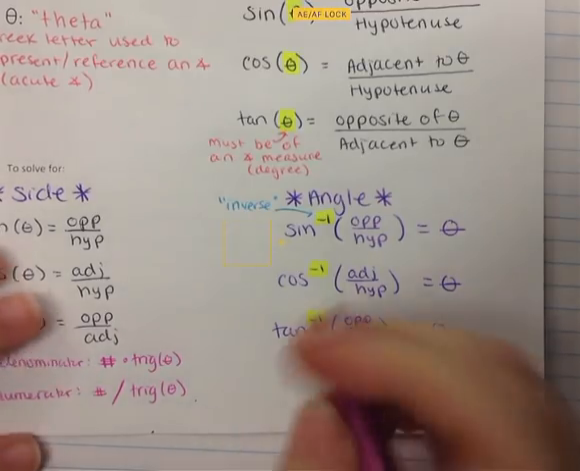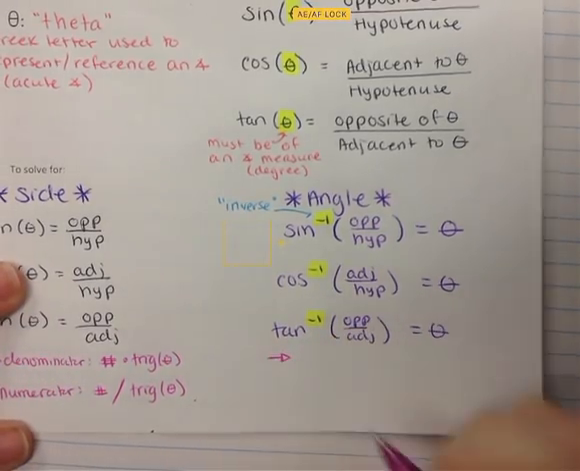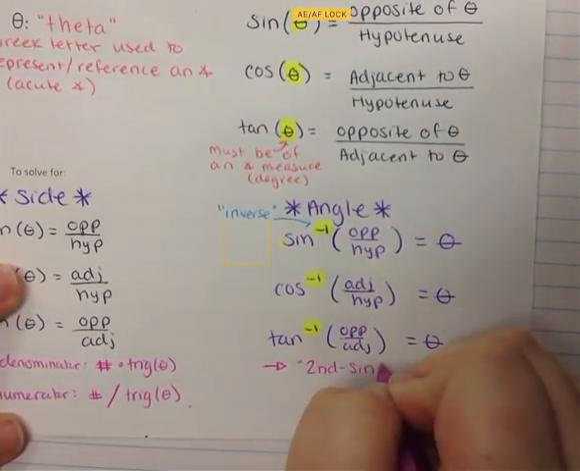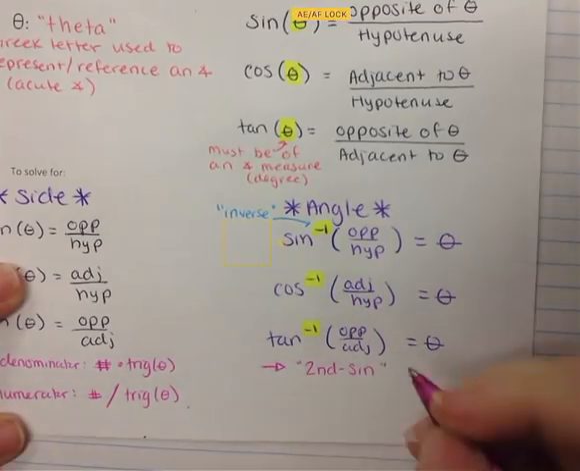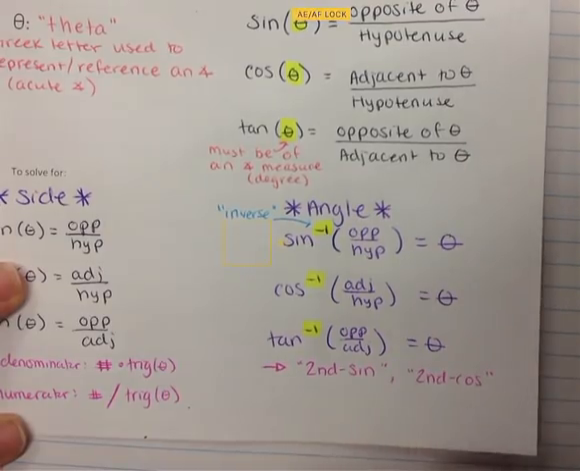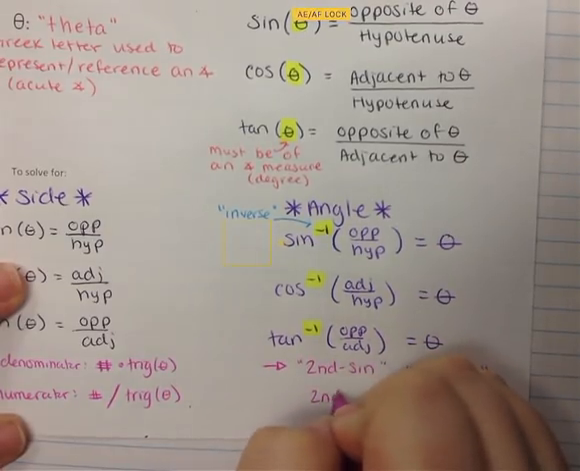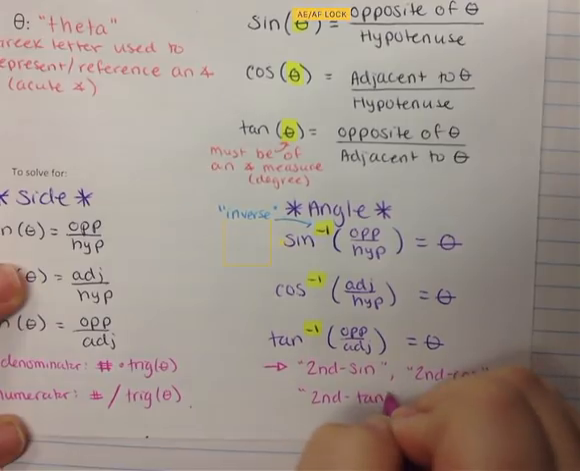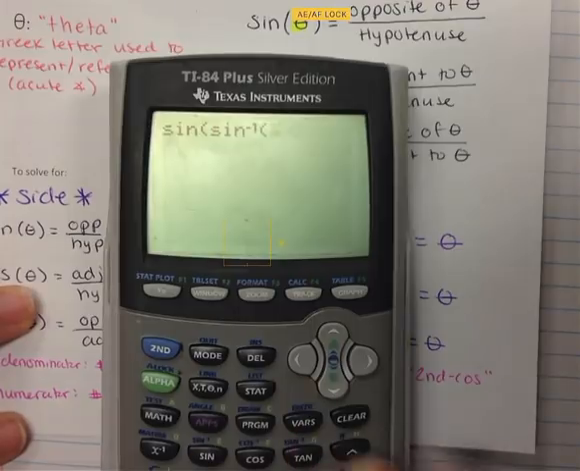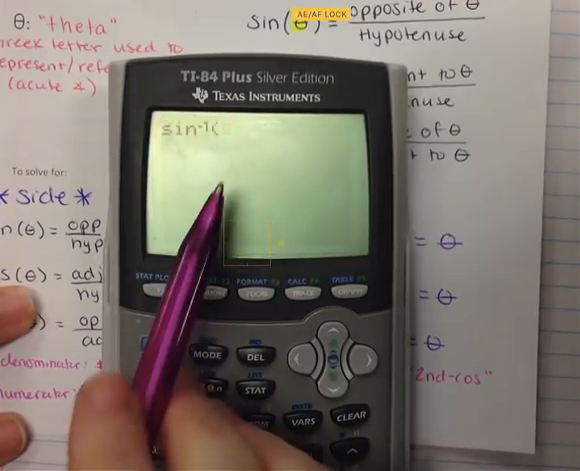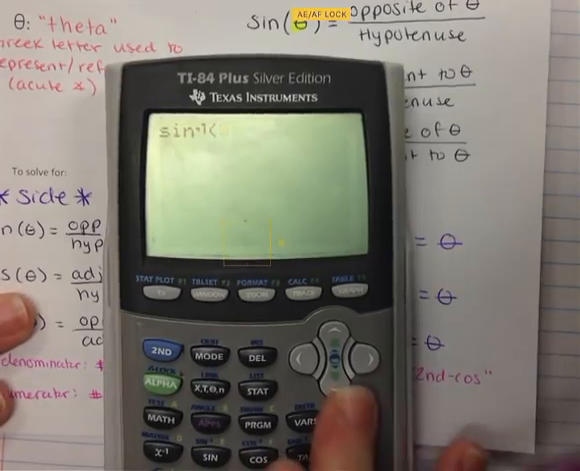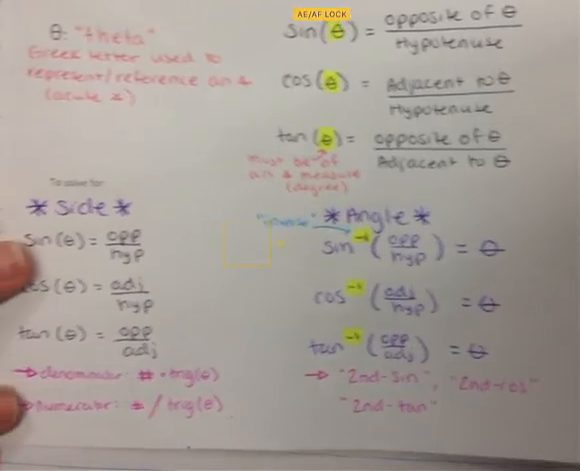To do this, you would press the buttons second sine, and then type in your fraction, or second cosine, type in your fraction, or second tangent, and type in your numbers. So if I look over here, if I do second sine, it comes up with the inverse part, and I would just type in the fraction, and that would give me my degree. So this is how you use it to solve it.